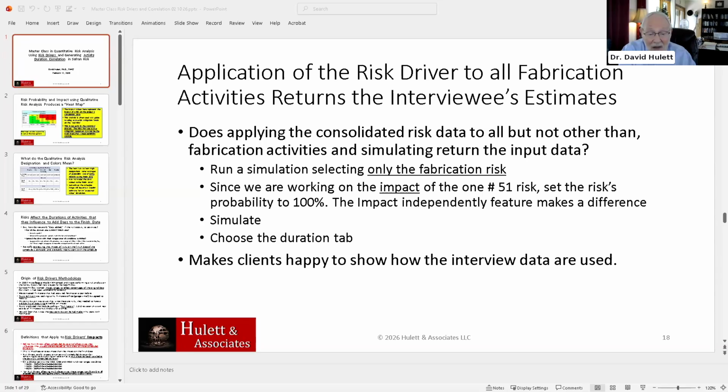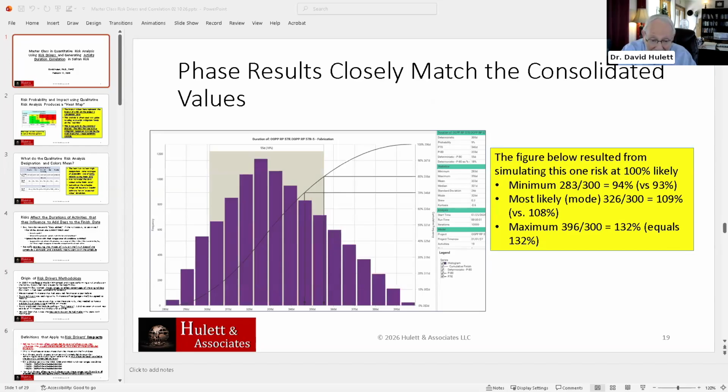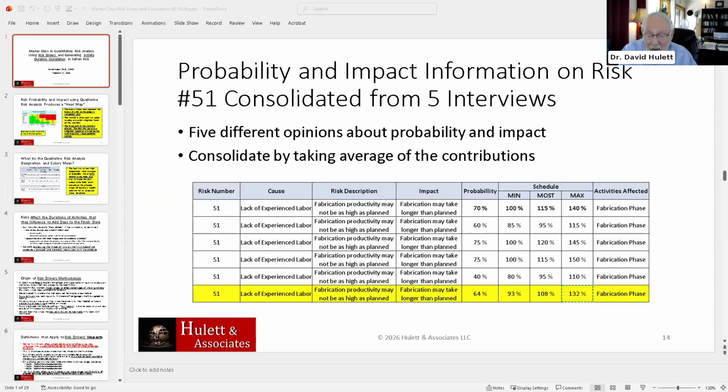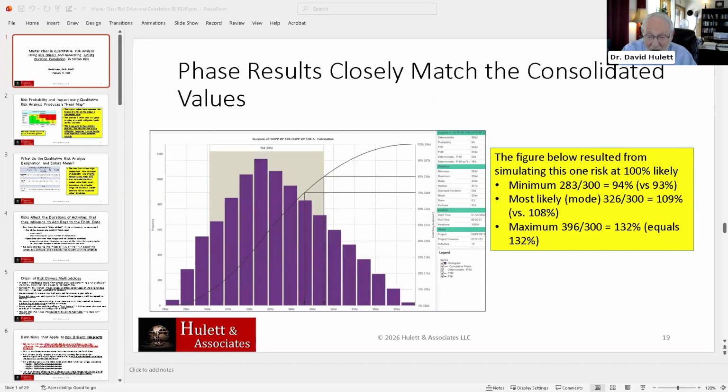This makes clients happy to show how the interview data are used. This is the duration of the fabrication phase based upon what? Based upon 93, 108, 132, which was based itself on 5 people's interviews. And so you look at the duration: the minimum is 283 over 300, which is 94%, close to 93. The most likely is 326, which is the mode. That's 109%. Well, we said it was going to be 108%, so that's pretty clear.